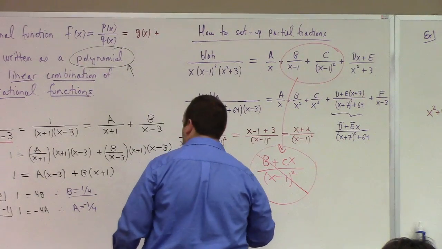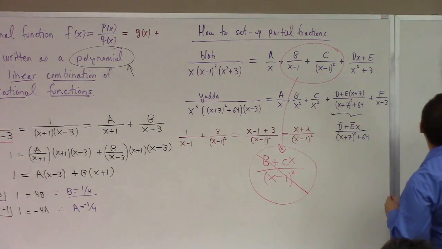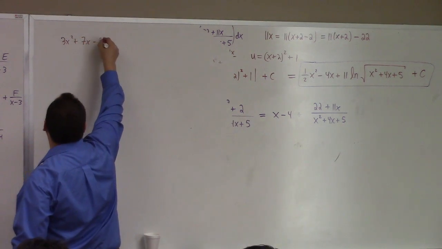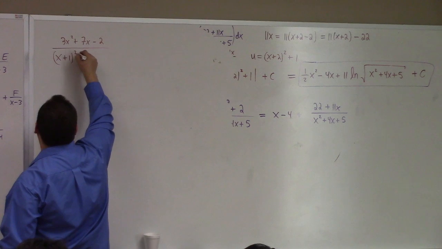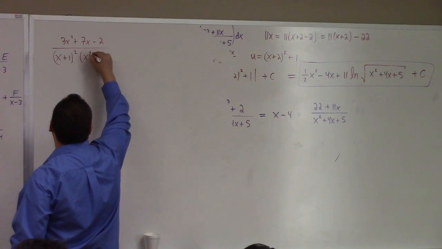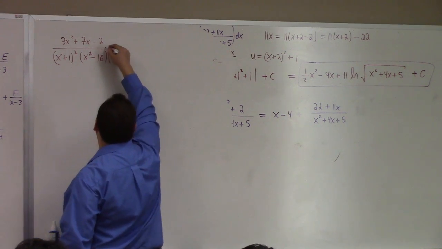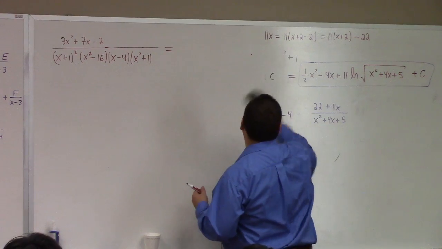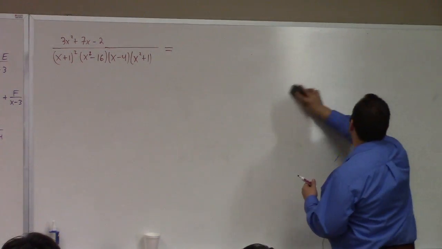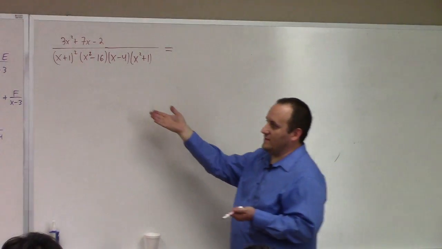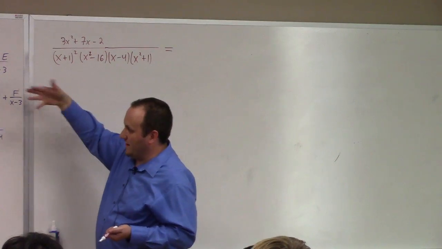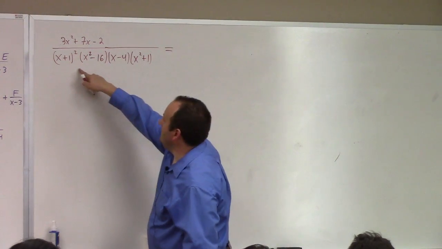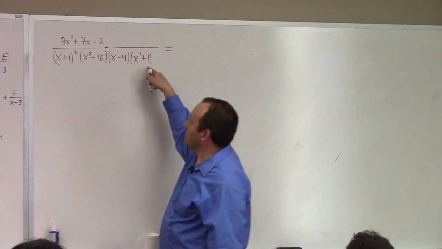Let me see if I can show you guys another example here. If I had 3x squared plus 7x minus 2 divided by x plus 1 squared, x squared minus 16, let's say, times x minus 4 times x squared plus 1, what would I get? What would the setup be? You realize that this is just the first step, right? I would actually have to tell you what blah is, and then you do algebra to figure out the A, B, C, D, E, F, G, H, I, J, K, whatever. So here, you best not do this before you do what? This right here is what?